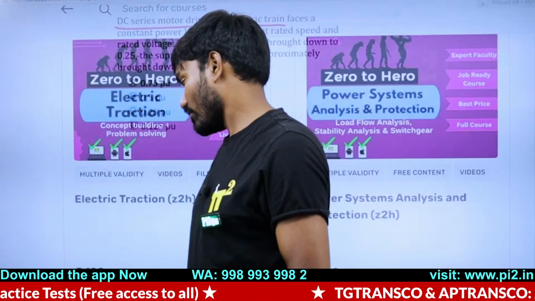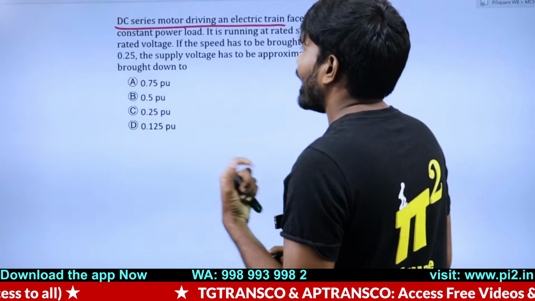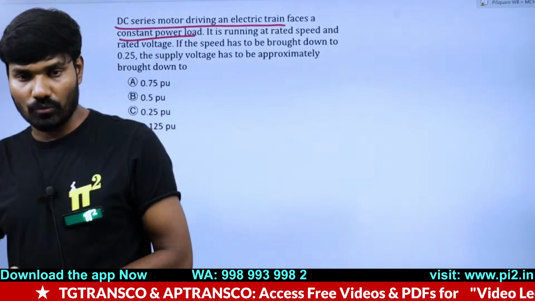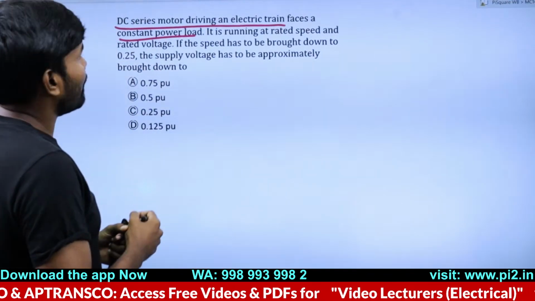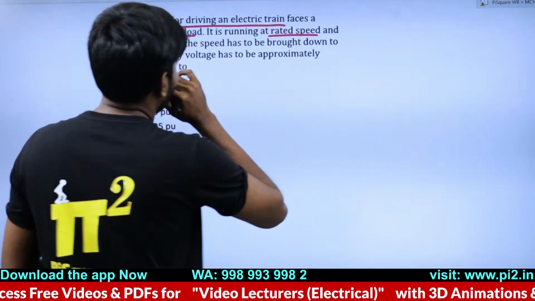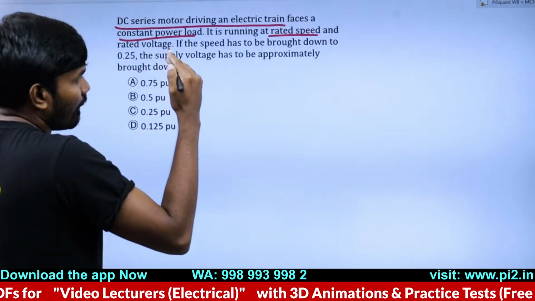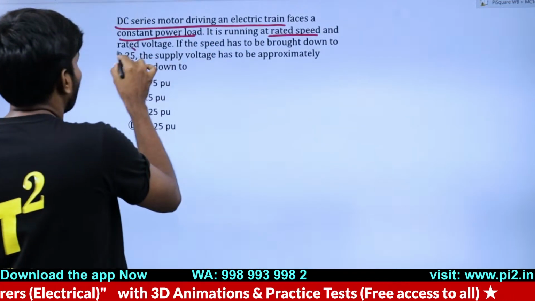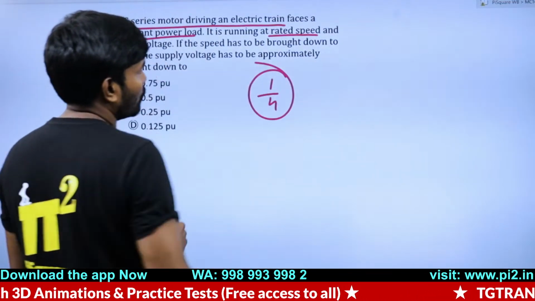It says a constant power load. Keep that point, that's a key point. It is running at rated speed and rated voltage. If the speed has to be brought down, your objective is to bring the speed down to 0.25, which means you want to bring the speed to 1/4.